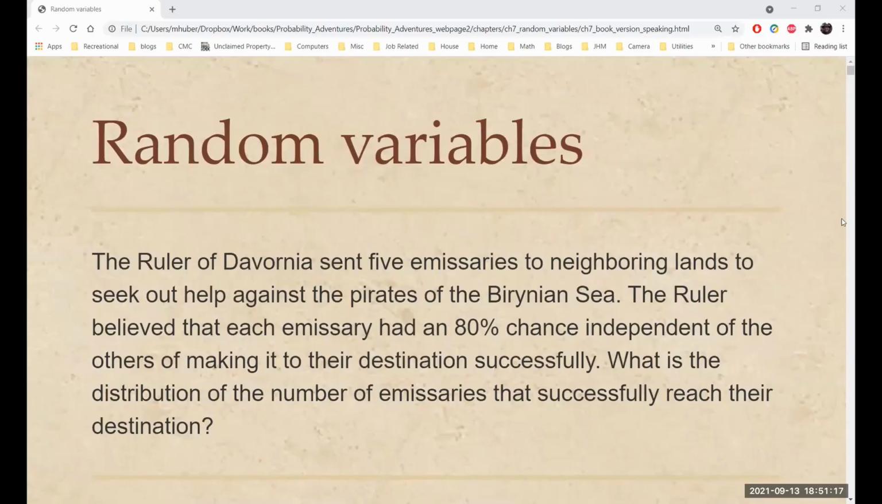The ruler of Livornia sent 5 emissaries to neighboring lands to seek out help against the pirates of the Birinian Sea. The ruler believed that each emissary had an 80% chance, independent of the others, of making it to their destination successfully. What is the distribution of the number of emissaries that successfully reach their destination?